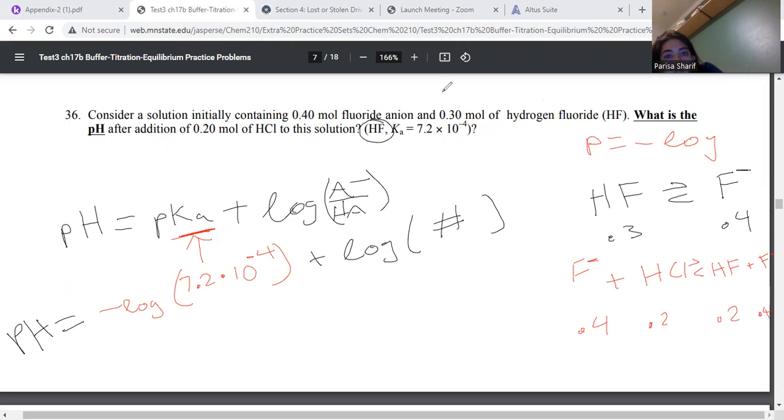Oh man, let me rewrite this so there's a lot more room. So, HCl here, F minus here. We have 0.4 of this, 0.2 of this. They're going to react head to head. The HF concentration is going to depend on the HCl concentration. So we're going to get 0.2 of the HF.